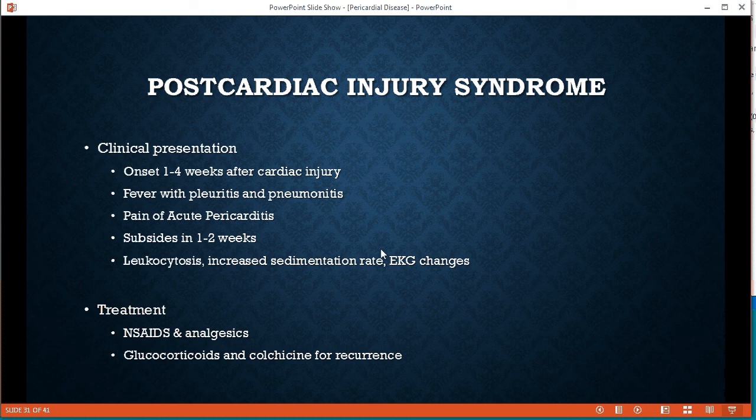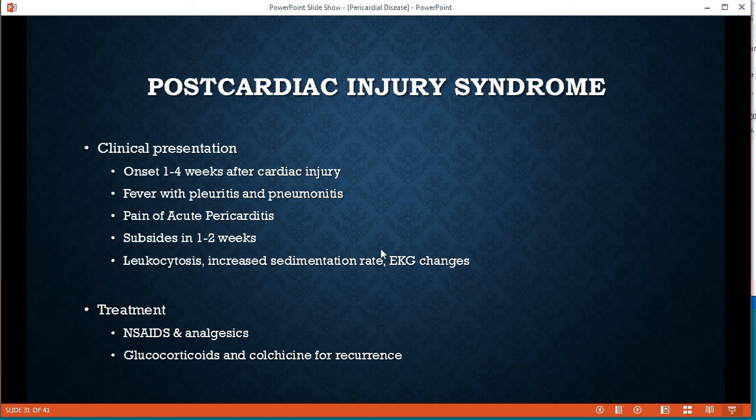They're going to have the same type of pain as we talked about in acute pericarditis, with that left sternal chest pain, pain radiating to the arms, shoulders, neck. And again, it may subside as this inflammation subsides, and that may take up to 1 to 2 weeks, especially as you treat them supportively, and we'll talk about that. Again, you may see evidence of an increased leukocytosis, an increased sedimentation rate, and then again the EKG changes we talked about earlier.